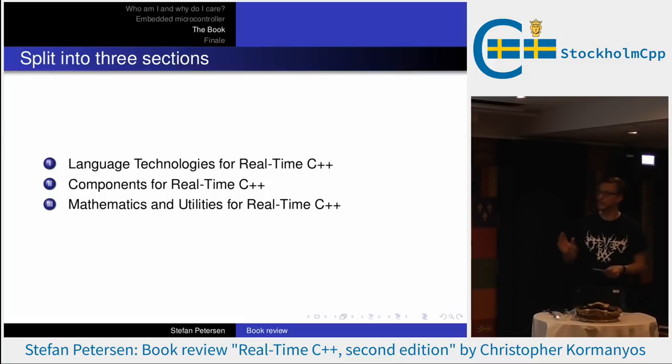And then the components for real-time C++ are registers, how to start up the CPU, low-level hardware access, memory management, multitasking, and these kinds of components you need for doing embedded C++ development. And the last part is called mathematics and utilities. Since you have limited CPU power, you cannot run floating point. You have something called fixed point. They have filters. It's very, very common in an embedded environment because you read sensors and you need to filter the data input, etc. And some utilities to be used when you're doing embedded development.